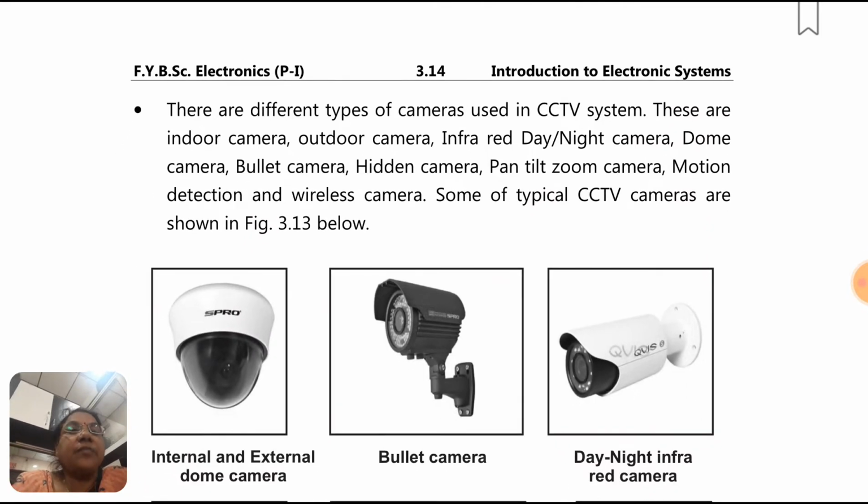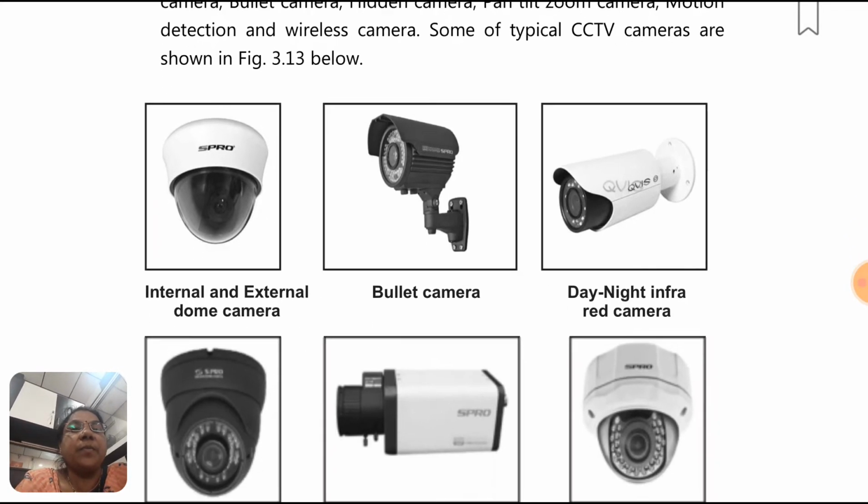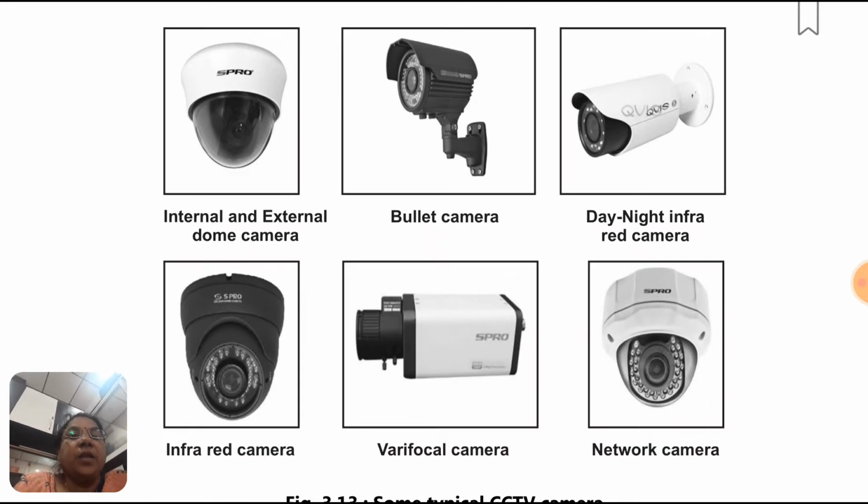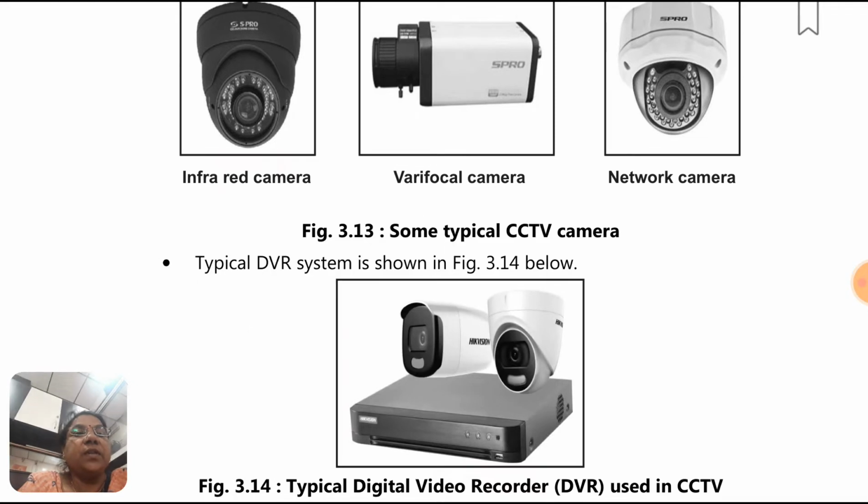There are different types of cameras used in a CCTV system. These are indoor camera, outdoor camera, infrared, day-night camera, drone camera, bullet camera, hidden camera, pan tilt camera, motion detection, wireless camera. Some of the typical CCTV cameras are shown in the figure. Now, internal and external dome camera, bullet camera. These are the images of these.